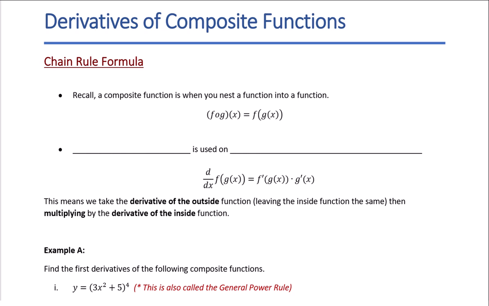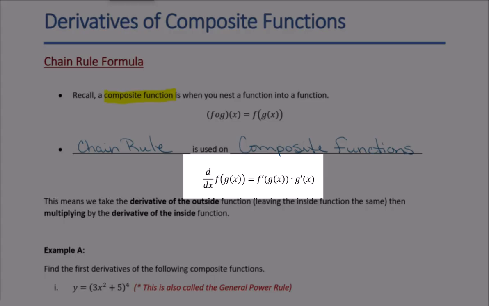Now let's take a look at taking derivatives of composite functions. The first one we're going to learn is the chain rule formula. Recall that a composite function is when you nest a function into another function, such as f of g of x. Chain rule is used on composite functions.